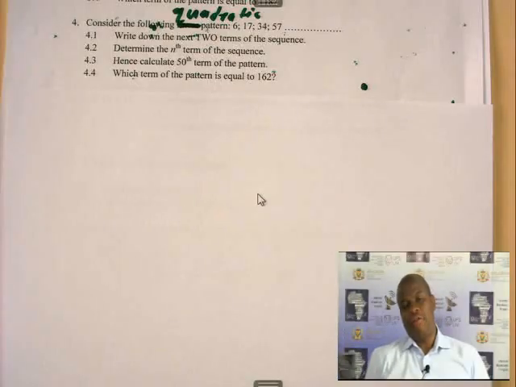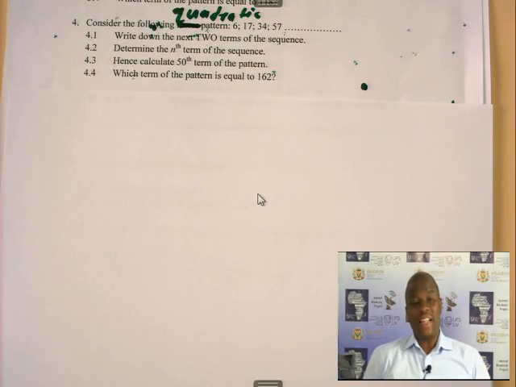Welcome learners. We're carrying on with the number patterns. Sorry for that. The next exercise that I want you to do for me, check number 4. Consider the following quadratic pattern. It is given that it is a quadratic pattern: 6, 17, 34, 57. Consider that quadratic pattern and then answer those questions.